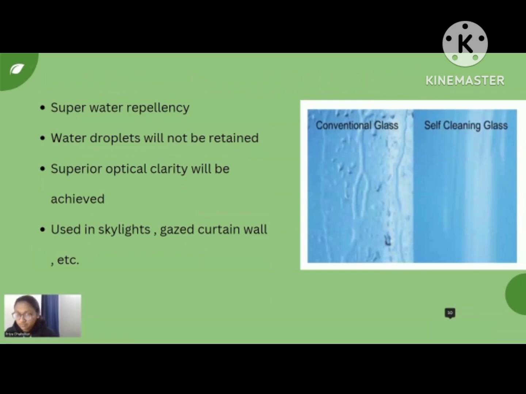Here we can see self-cleaning glass. Due to the super water repellency of nano lotus leaf coating, water droplets will not be retained on the glass surfaces, and it can be used in windows, glazed curtain walls, etc.